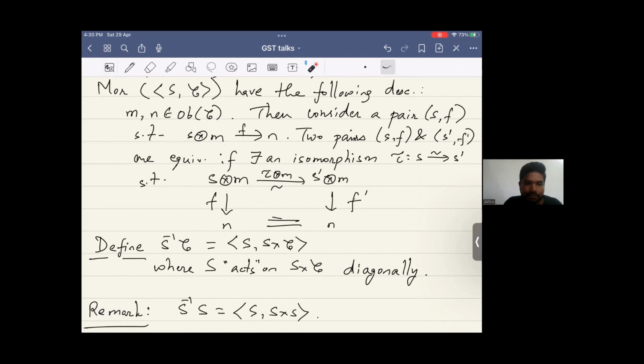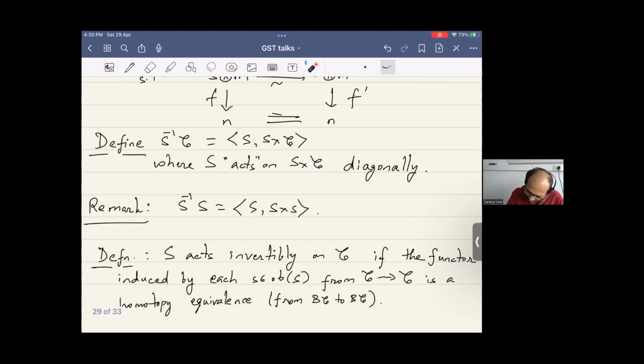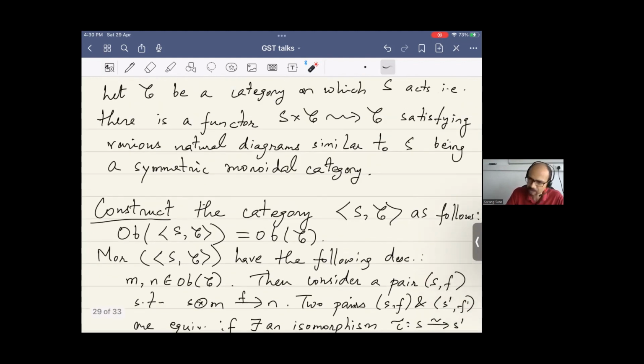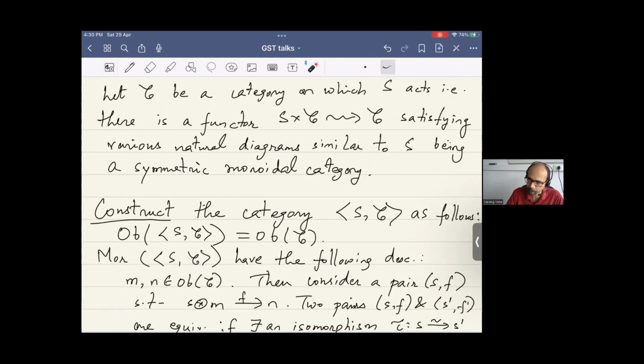So maybe 5 minutes. I'll just say how S inverse C is constructed. I don't know if that will be fast. And then this idea of acting invertibly, and then its relation with what has happened before.